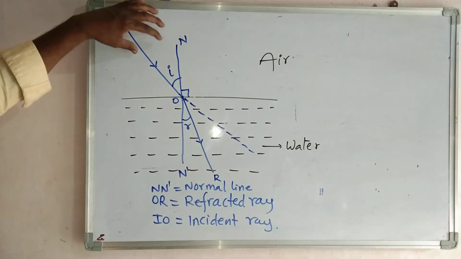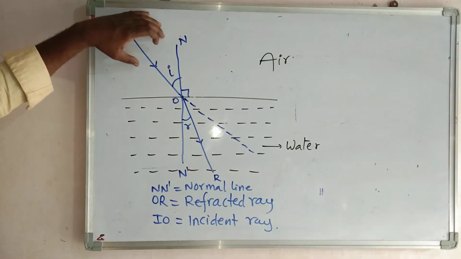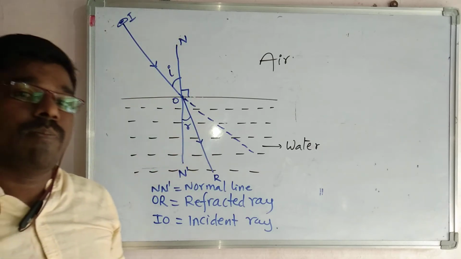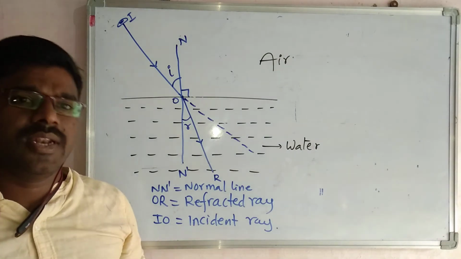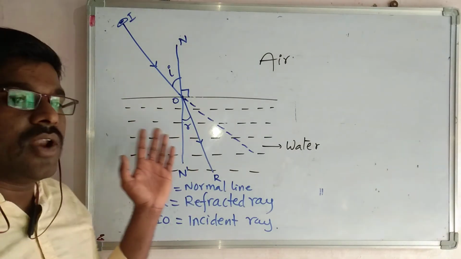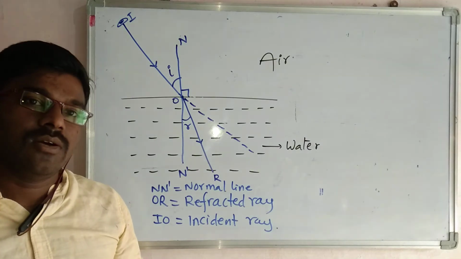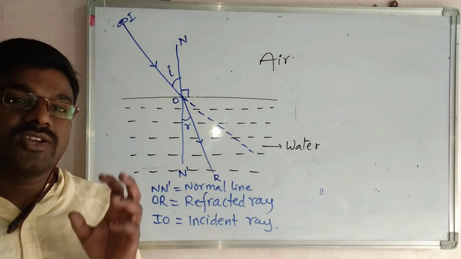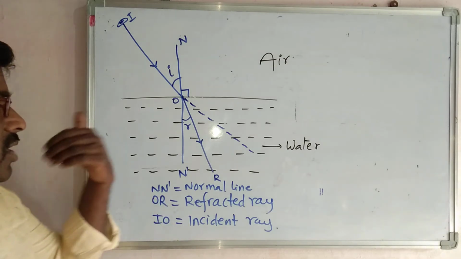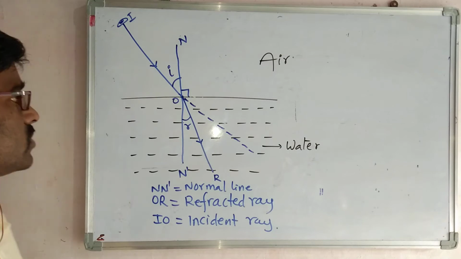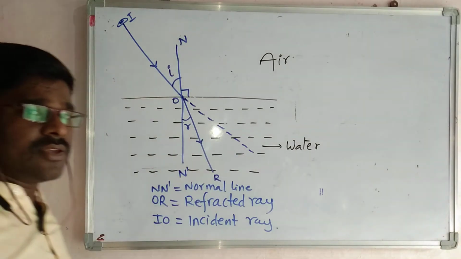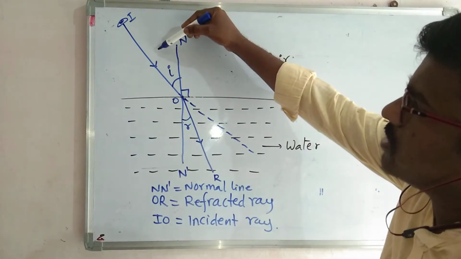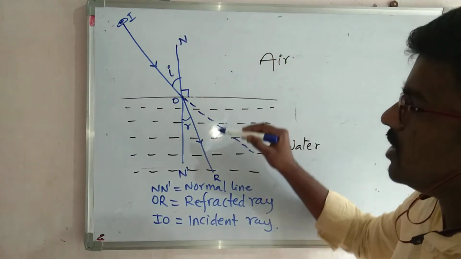So if you observe here, when a light ray is moving from one medium to another medium, it deviates from its original path. That is nothing but the bending of light. This bending of light is one of the phenomena known as the refraction of light. Let us talk more clearly about it. Why is this light ray bending when it is moving from one medium to another medium?